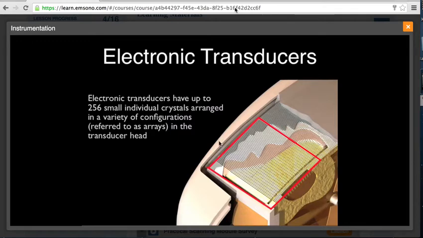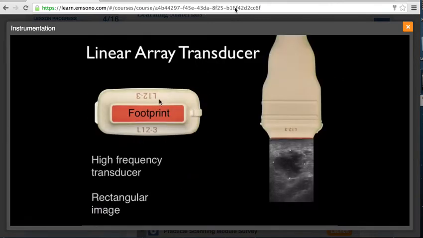Now, the electronic transducers are going to have up to several hundred small individual crystals arranged in a variety of configurations. These are going to be referred to as arrays in the transducer head here. Let's take a look at now some of the different types of arrays that are available.